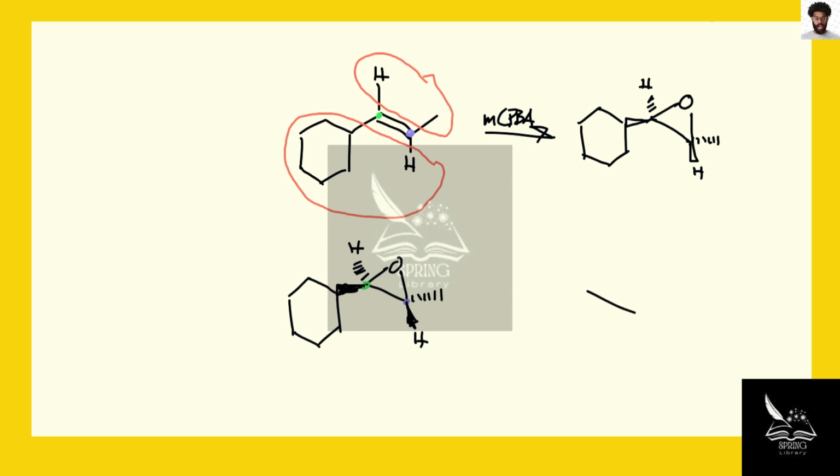You could end up with the exact same thing, but instead you could put the hydrogen and methyl on a wedge and the cyclohexane and hydrogen on a dash. That would be just as valid.